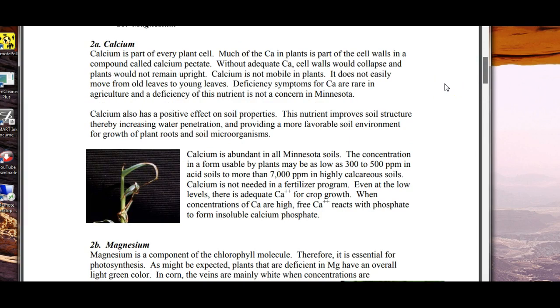Okay, so a lot of the calcium in your plants is in the cell walls, and the compound is called calcium pectate in the cell wall. So this pectin or pectate keeps the cell walls from collapsing, because the plants wouldn't remain upright without it. And notice calcium is not mobile in plants. It doesn't easily move from the old to young leaves. So deficiency symptoms for calcium are pretty rare in agriculture, and deficiency of this nutrient is not a concern in Minnesota. We have adequate calcium here.